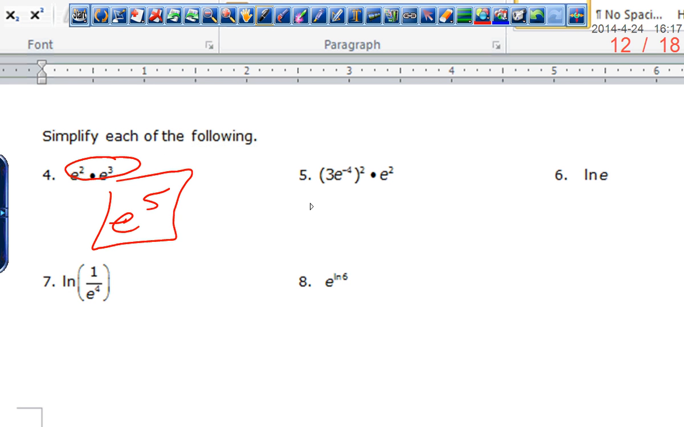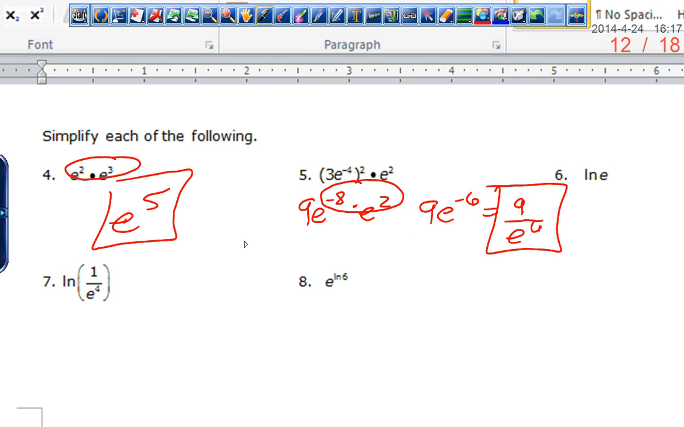This one we're squaring everything, so that'd be 9 e to the negative 8 times e squared. Go ahead and add those together, so I get 9 e to the negative 6. We don't like negative exponents, so that's going to be 9 over e to the 6. And really, either answer is good. On the test or quiz, I don't want you to see a number and not know how to put it in the calculator. So be sure you know where the e button is and where the caret symbol is and where the 5 is and all that stuff.